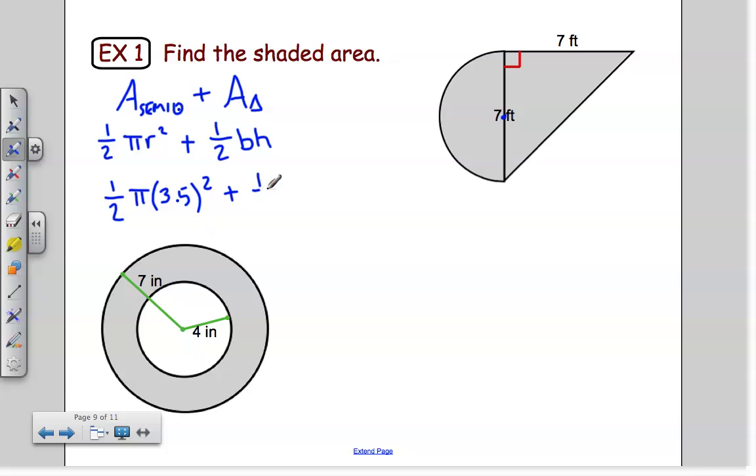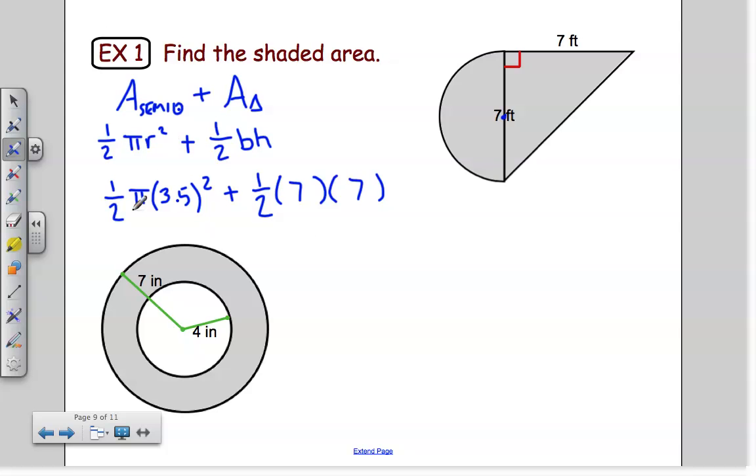So what about for the triangle? 1/2 base times height. What are the base and the height of this triangle? Well, you know what? It's a right triangle. So the base and the height can be considered the two legs because a height goes at a right angle to its base. So actually 7 and 7 are the base and the height.